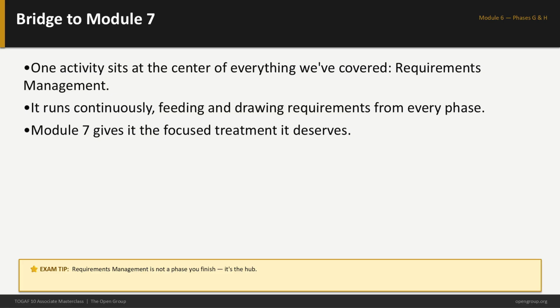There's one activity that has been quietly present at the center of everything we've covered: requirements management. We've mentioned it again and again, always sitting in the middle of the wheel, but it deserves a focused treatment of its own. It runs continuously, feeding requirements into every phase and drawing them back out as things change. Module 7 gives it the dedicated attention. The one idea to carry forward: requirements management is not a phase you start and finish, it's the hub that connects all the others. Let's go look at it properly.